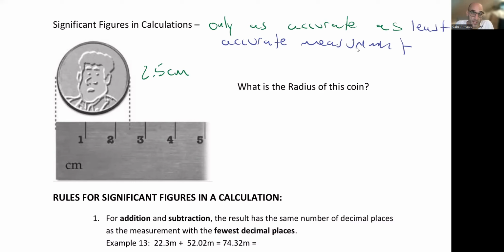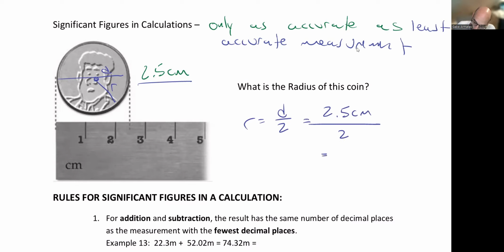Okay. So what is the radius of this coin? Well, we know that the diameter is 2.5. Diameter is all the way across, and the radius is simply from the center to the edge, so half the diameter. So radius is equal to the diameter divided by 2. We could just plug this into the calculator, and I encourage you to do it. 2.5 centimeters divided by 2 gives me an answer of 1.25 centimeters. Half of 2.5 is 1.25. There we are.